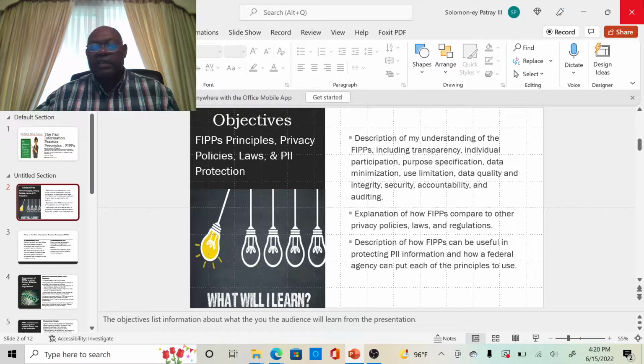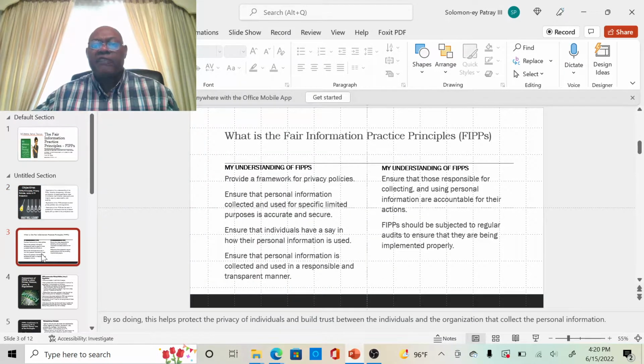Also, an explanation of how FIPPs compare to other privacy policy laws and regulations. Lastly, a description of how FIPPs can be useful in protecting PII, that's personally identifiable information, and how a federal agency can put each of these principles to use. What is the Fair Information Practice Principles, or FIPPs?